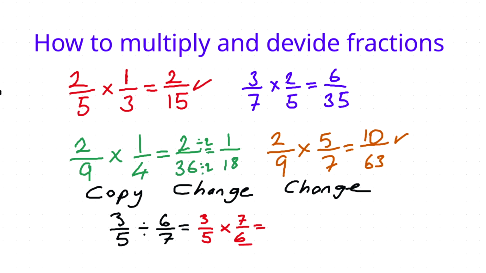First, we have 3 times 7, which is 21, and the denominator is 30. These are both divisible by 3, so I want to simplify it. We divide both of them by 3. 21 divided by 3 is 7, and 30 becomes 10. So our final answer is 7/10, right?